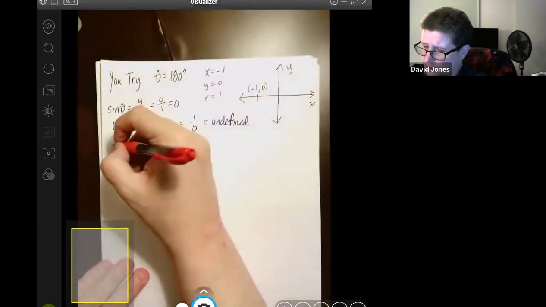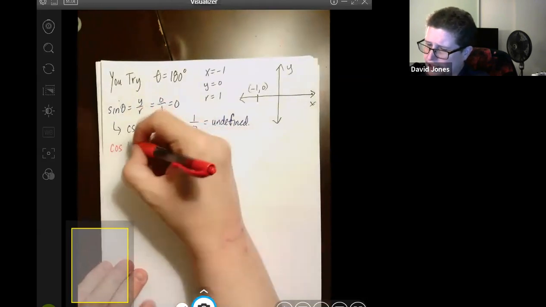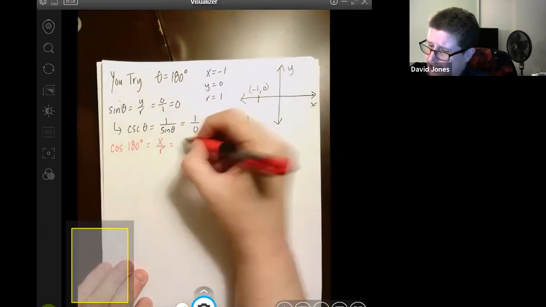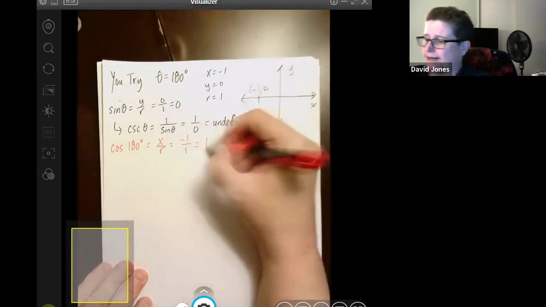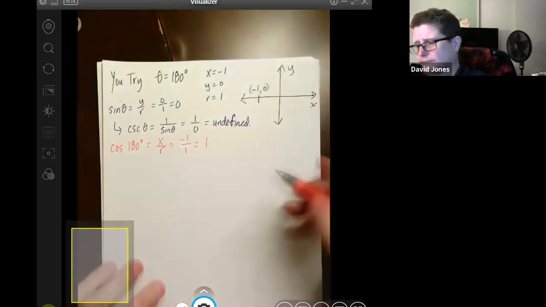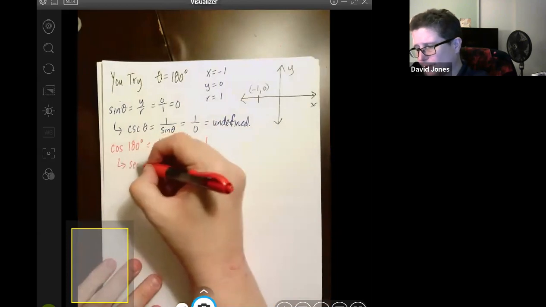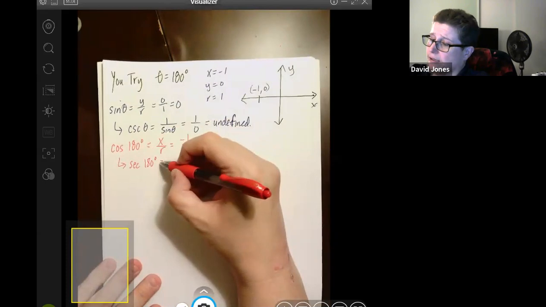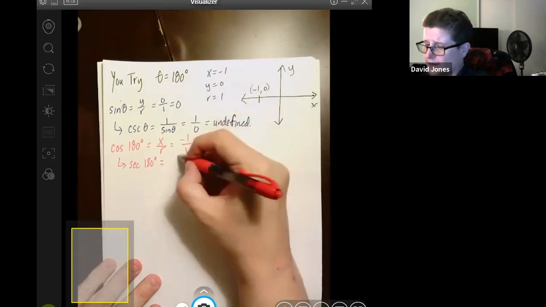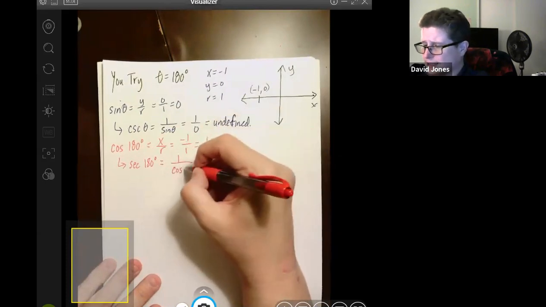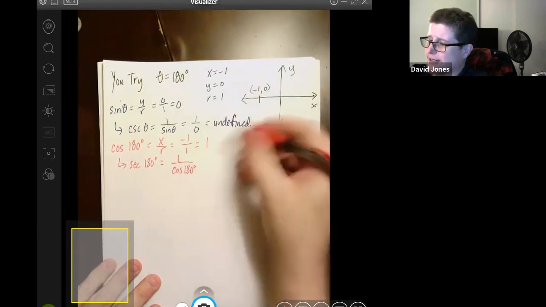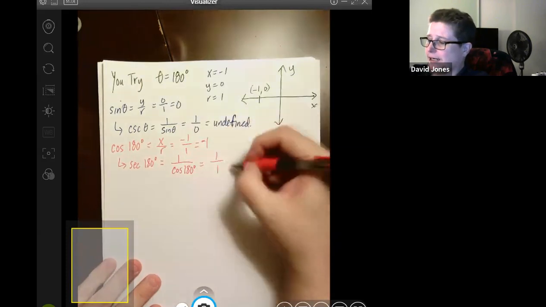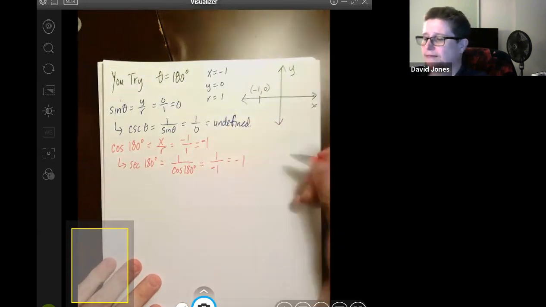I'm going to put the 180 in now. Cosine of 180 is x over r, which is negative 1 over 1. It's negative 1. And we do the reciprocal of that. We get 1 over cosine theta, or 180 degrees, which is 1 over 1. I'm sorry, that's negative 1, which is still negative 1.